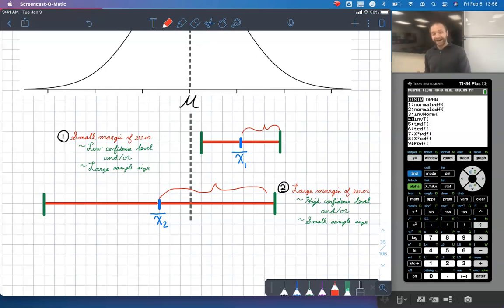So you can have a high confidence level and or a small sample size. But with the small sample size, you're going to have a huge margin of error. There's going to be huge variability with a small sample size. So it's something to keep in mind here before we do these examples with margin of error: how either the sample size or your confidence level can affect that margin of error.